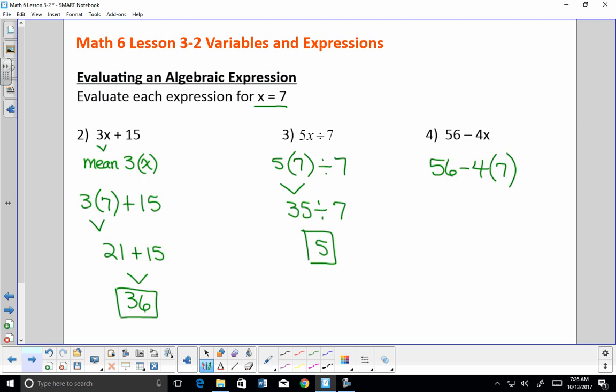Order of operations says I should multiply first, so I'm going to have 56 minus 7 times 4, which is 28. And 56 minus 28 is 28. So my answer here is 28.